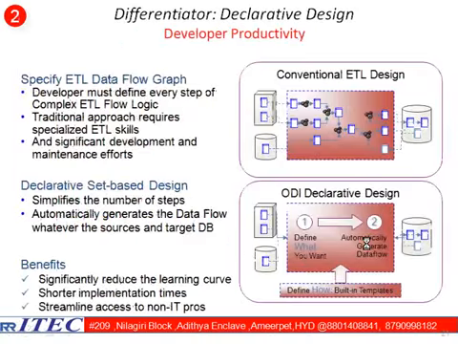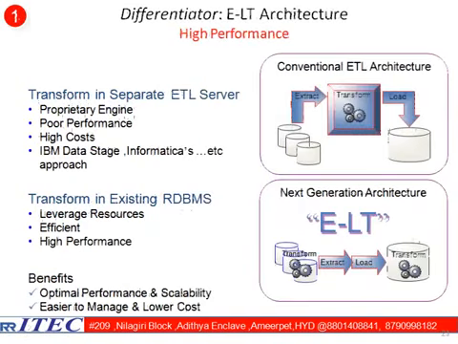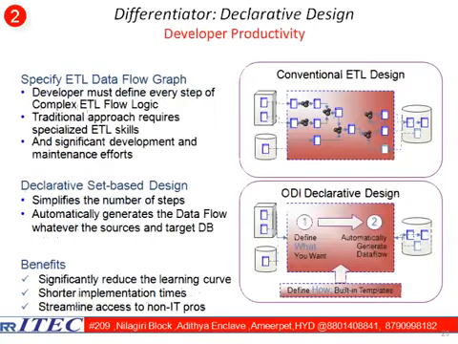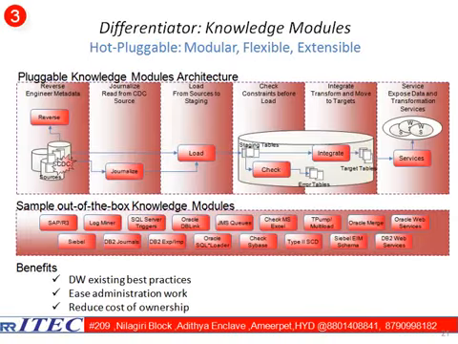Now, if people understand one point very clearly, that point is called the first differentiator. What, sir? Architecture. All tools are following ETL architecture; this is following ELT architecture. That is the first point. Second point, declarative design. You define what you want, and I will take care of the backend automatically. Because of that, the learning curve is decreased. Third, knowledge modules. Predefined knowledge modules are available to load from one database to another database. All databases are supported. These are out of the box, ready to use.